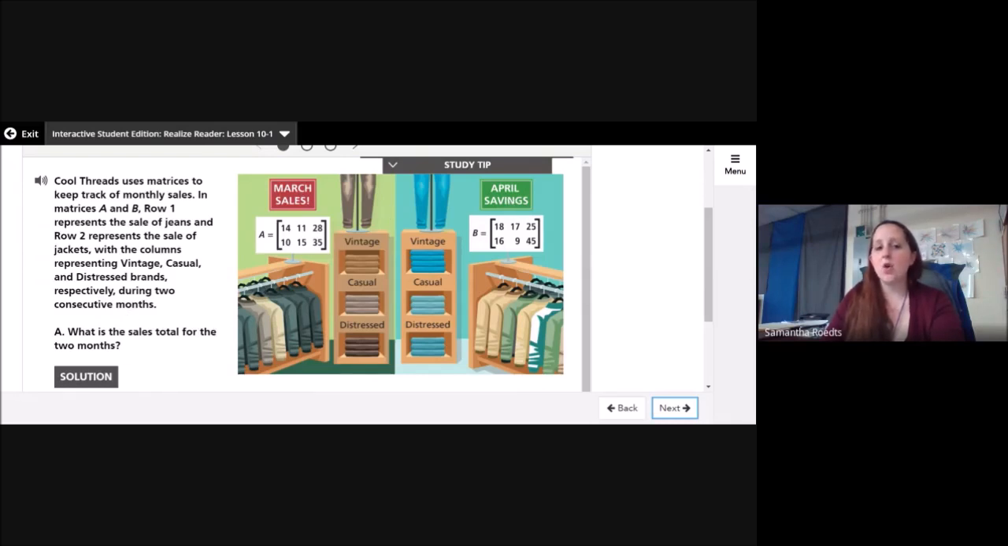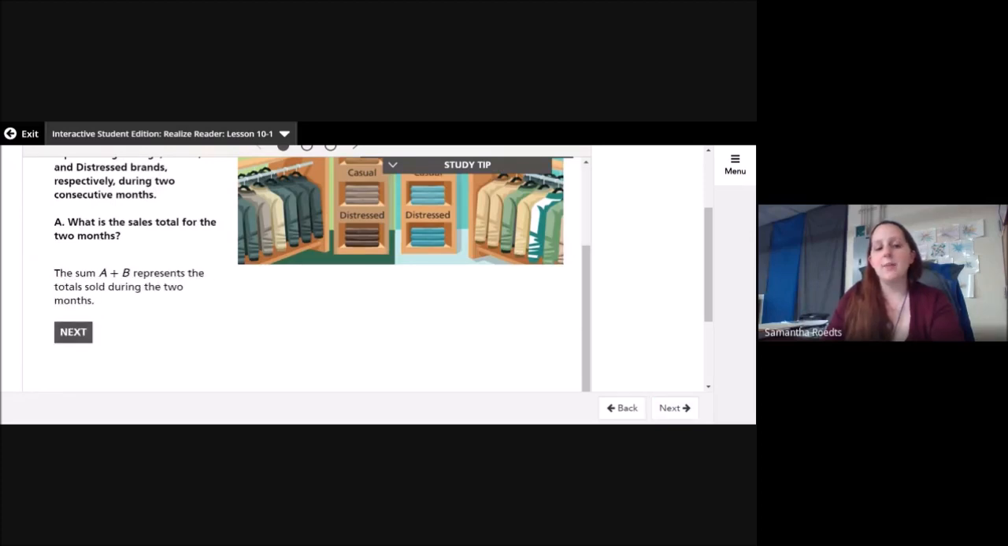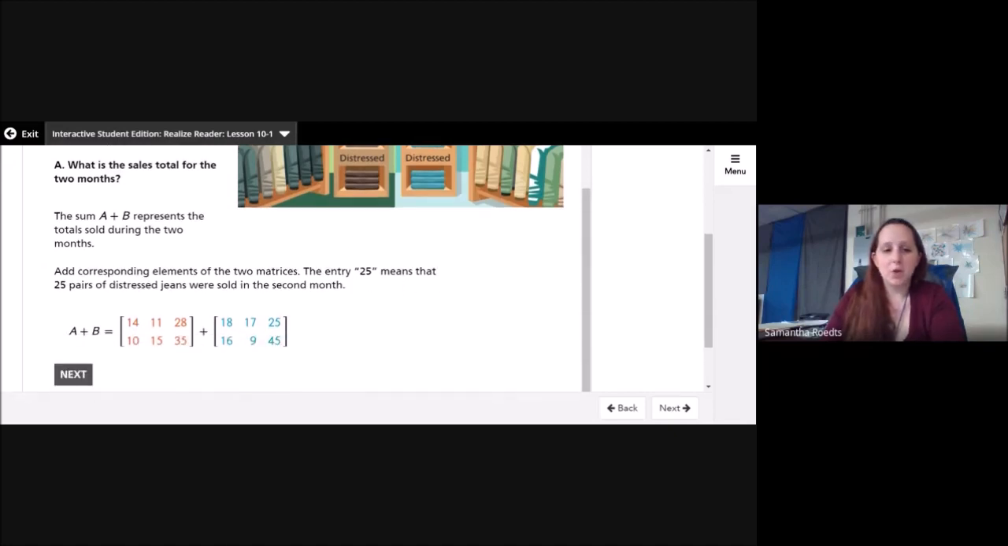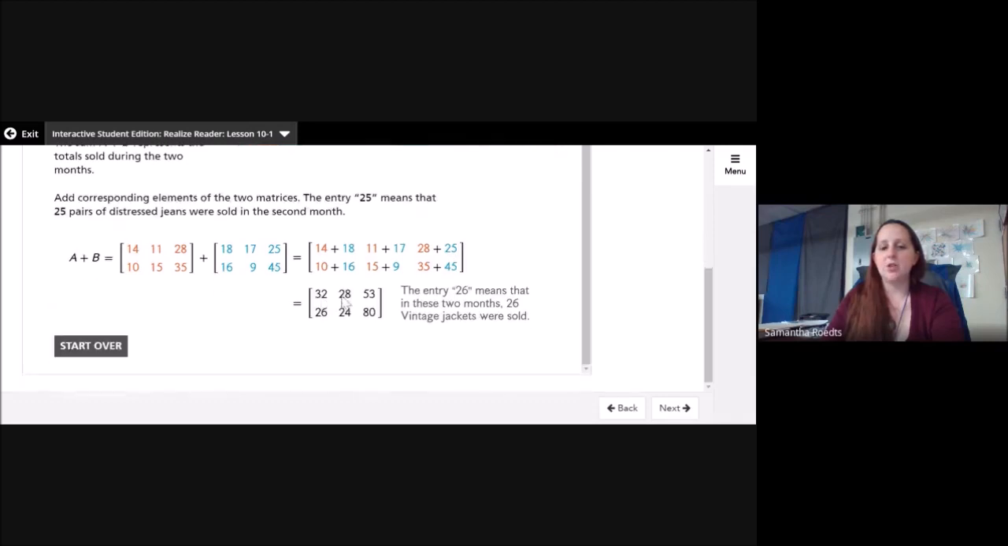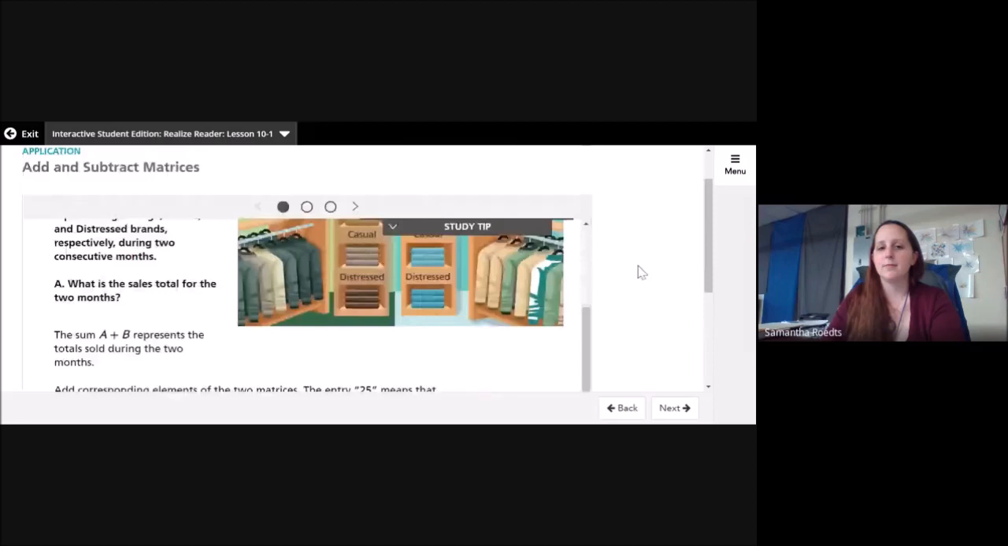What is the sales total for the 2 months? The sum A plus B represents the totals sold during the 2 months. I just add the corresponding elements of the 2 matrices. The entry 25 means that 25 pairs of distressed jeans were sold in the 2nd month. So I'm going to add 14 plus 18, 11 plus 17, 28 plus 25, and so on, to get 32, 28, 53, 26, 24, and 80. The entry 26 means that in these 2 months, 26 vintage jackets were sold.